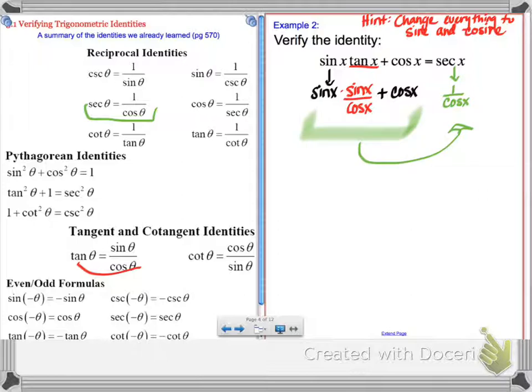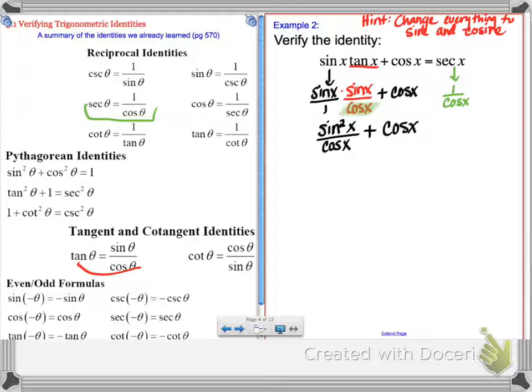So now I'm going to work on this left-hand side and try and turn it into 1 over cosine of x, because then I will make that full circle back to secant of x. So let's take a look at how I'm going to do this. Cosine of x is the denominator here, and when I times cosine of x times sine over cosine times sine of x, I'm going to get sine squared of x over cosine of x. And I'm going to add it to cosine of x. Now cosine of x is over 1, and I want it to be one single fraction.